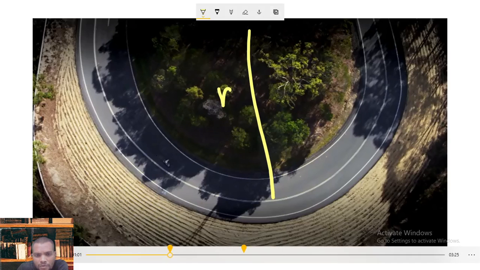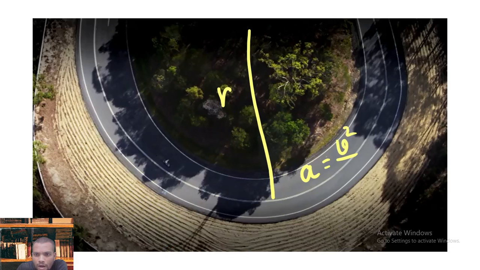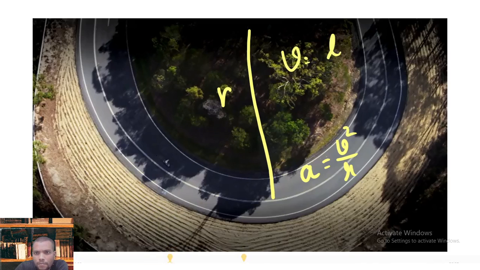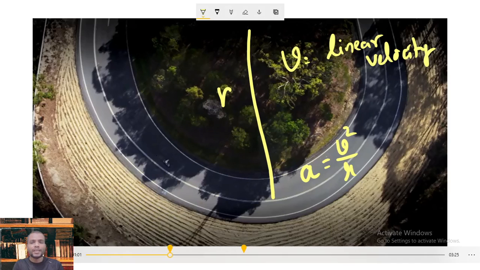So if we are moving in the circular track, the object which is moving in the circular track has an acceleration which is known as centripetal acceleration. The formula for the centripetal acceleration is a equal to v square upon r. Here v is the velocity of the object and r is the radius of the circular track or radius of the curved path. Here v is the linear velocity.